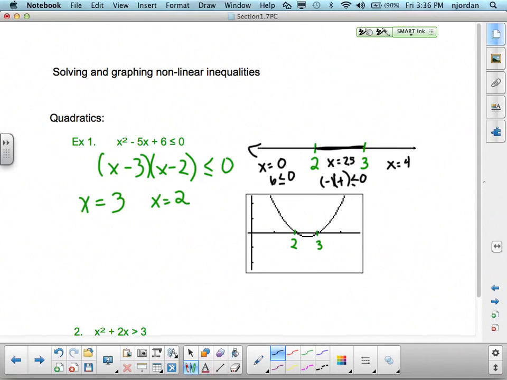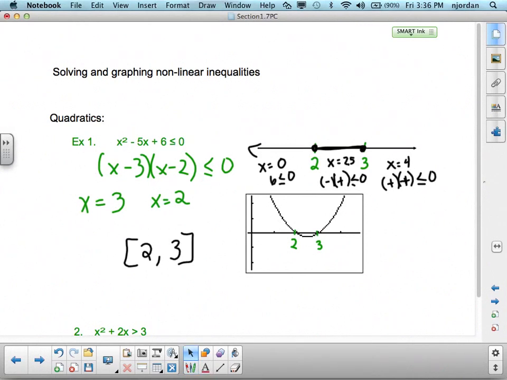If I pick, say, 4 to the right of 3, again, I'm going to get a positive times a positive. And that is not going to be less than or equal to 0, so we don't shade that area. The last thing, just to double check, is those open circles and closed circles. At both 2 and 3, we have closed intervals because the symbol is less than or equal to 0. So when I'm giving my answer in interval notation, we'll say that the solution is bracket 2, 3 bracket, and that means all values between 2 and 3.